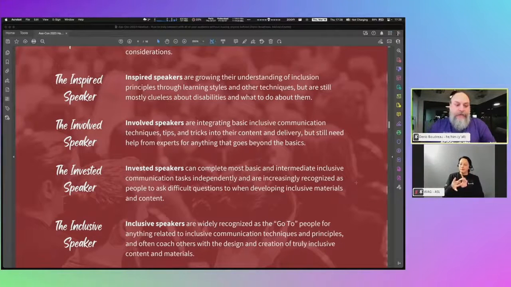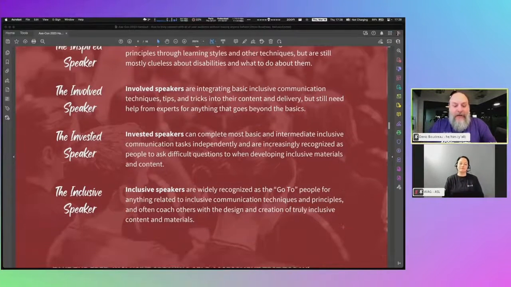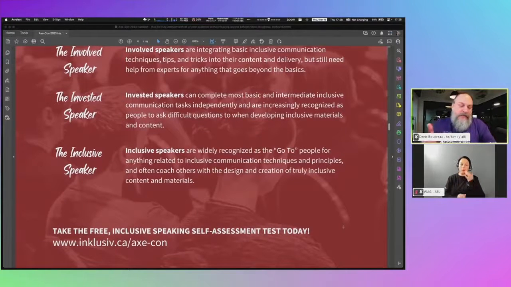There's that sort of journey that people go through in their speaking career when it comes to that particular aspect of inclusion. Again, you can go and play with that on inclusive.ca/axcon. There's that self-assessment test part that you can take, and you'll get a bunch of different results and a little report at the end of your questions, so that you can get a sense of where you are. And if you take the test multiple times, you'll eventually see where you average out.